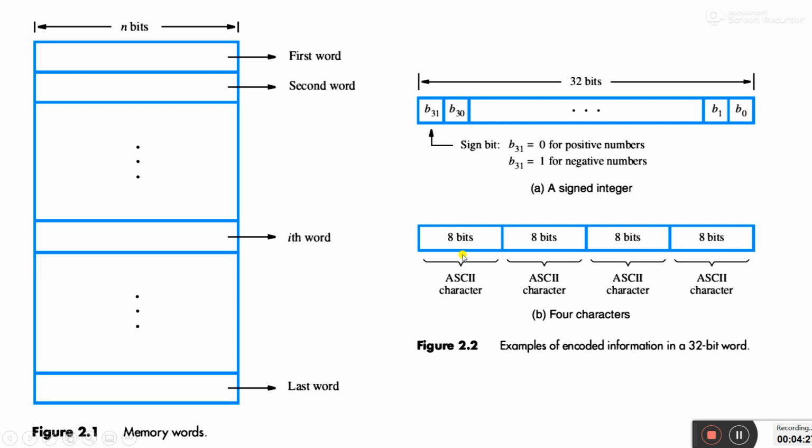And now we have the ASCII characters. Each ASCII character contains 8 bits. So in a particular 32-bit location of a memory, we have 4 ASCII characters in this range. Okay, so now we have n-bit data, and we have the first word, and the second word, and this is the ith word. So it is my location of some data, of any data.